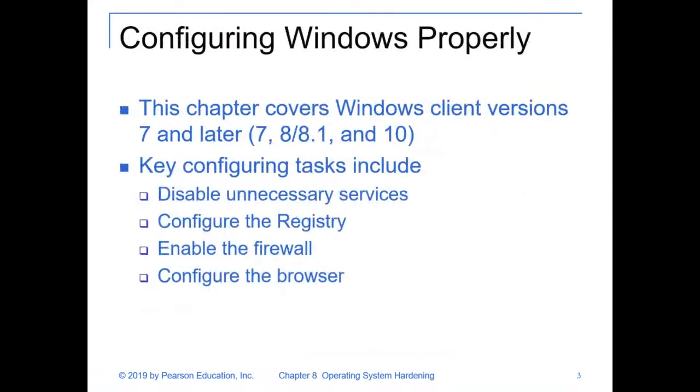This chapter is going to cover Windows client versions 7 and later, which is 7, 8, 8.1, and 10. Some of the tasks that we're going to look at are disabling unnecessary services, configuring the registry, enabling the firewall, and also configuring your browser.